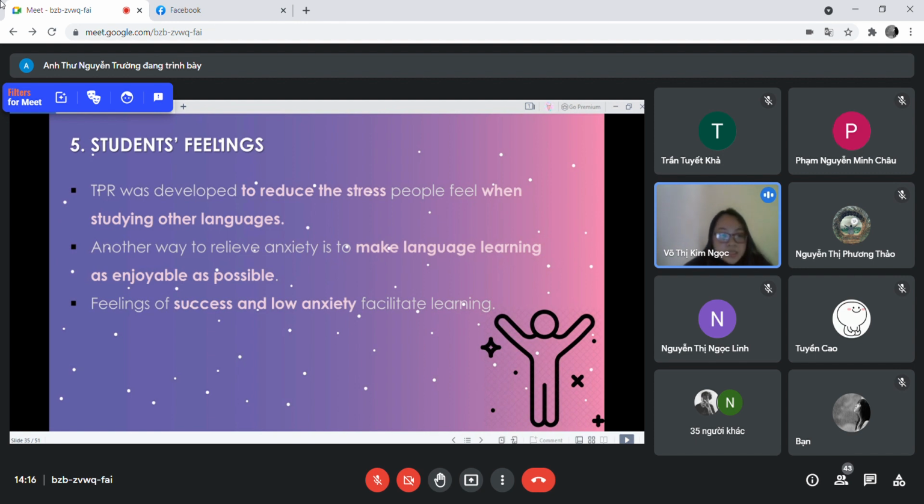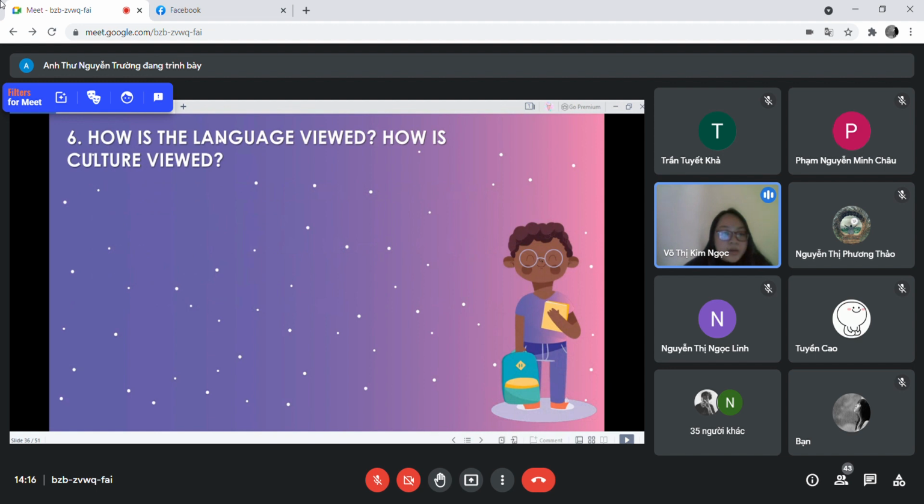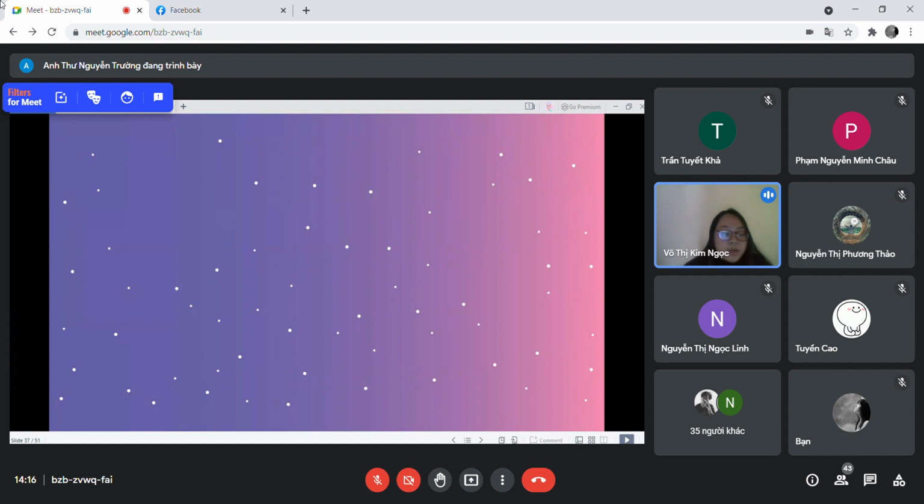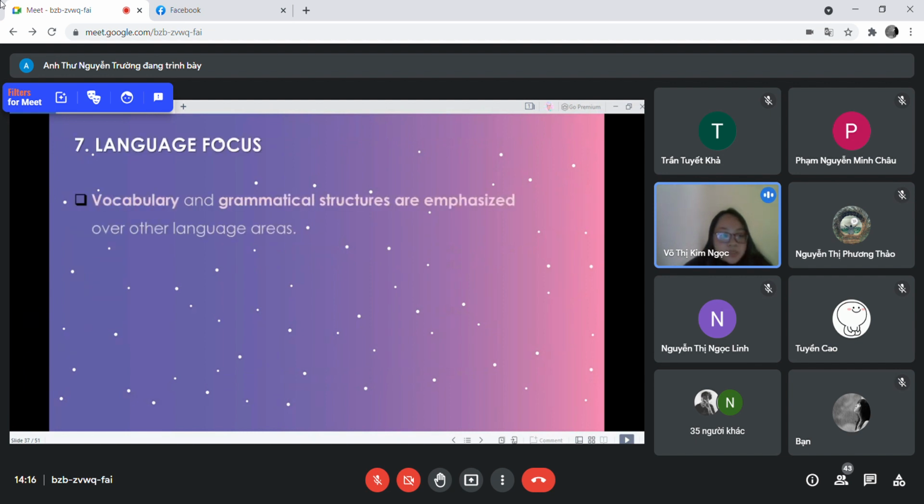Move to the next part. It's about how the language is viewed and how the culture is viewed. Just as with the acquisition of the native language, the oral modality is primary. And the culture is the lifestyle of people who speak the language natively. The next part is about language focus. What language areas and language skills are we going to emphasize?